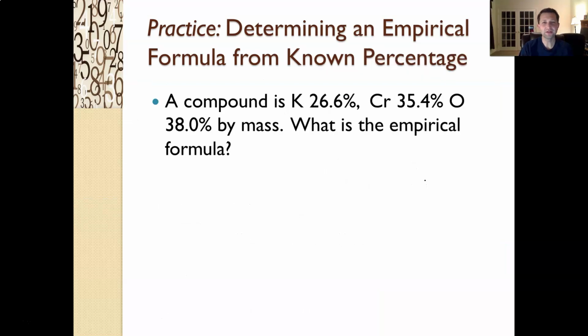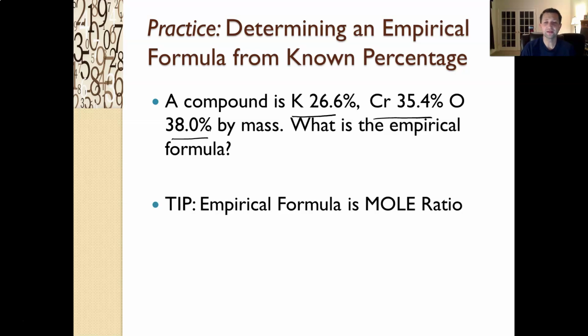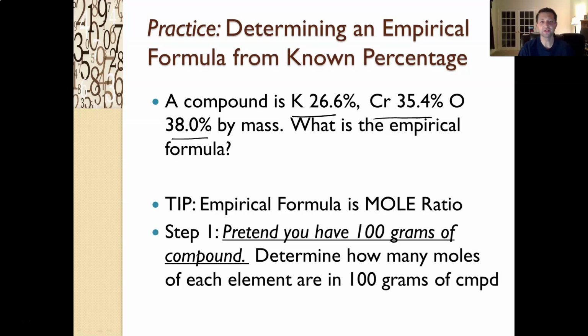Okay, next one. It's really not much different. Minor detail in the beginning that's different, though. A compound is 26.6% potassium, 35.4% chromium, 38.0% oxygen by mass. What's the empirical formula going to be? So again, what's the empirical formula? It is the lowest whole number mole ratio.